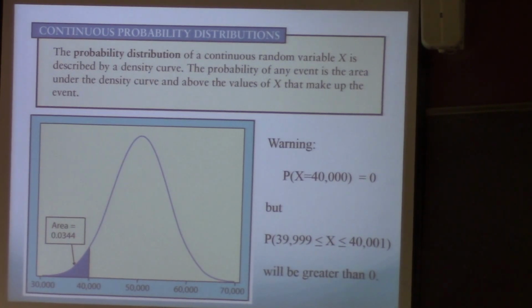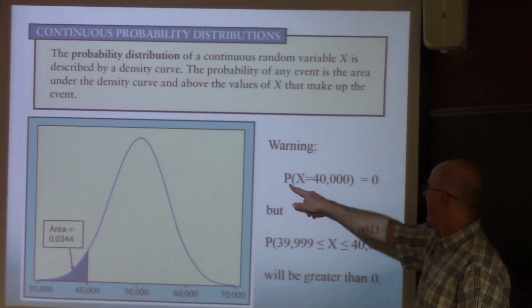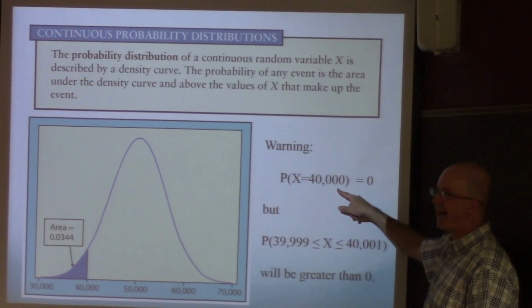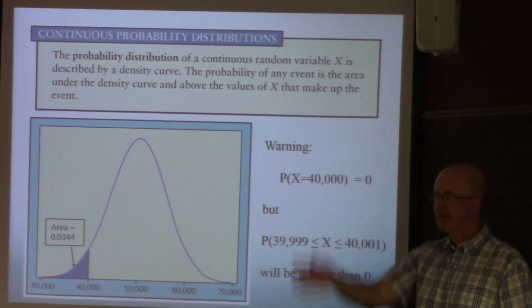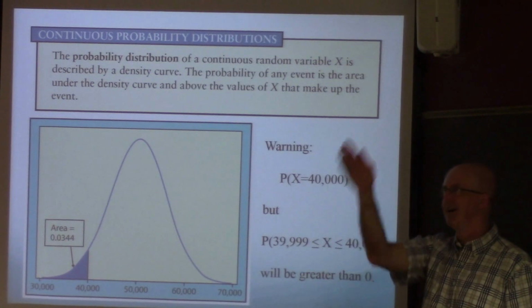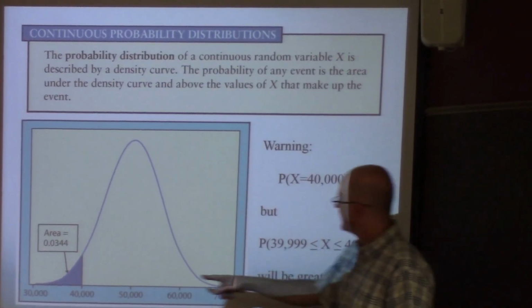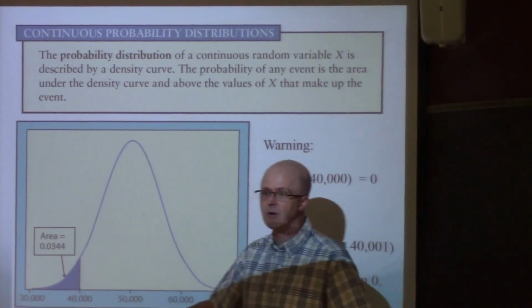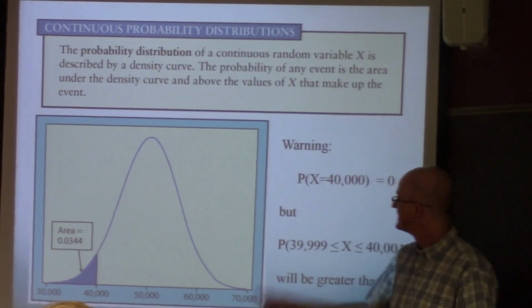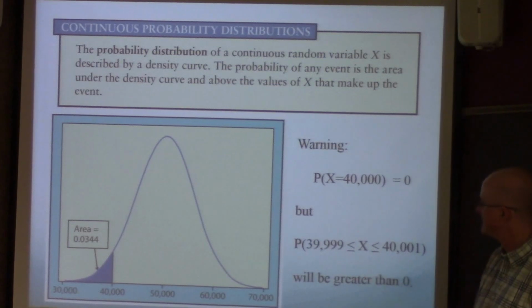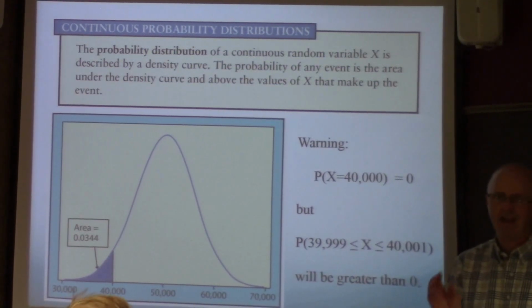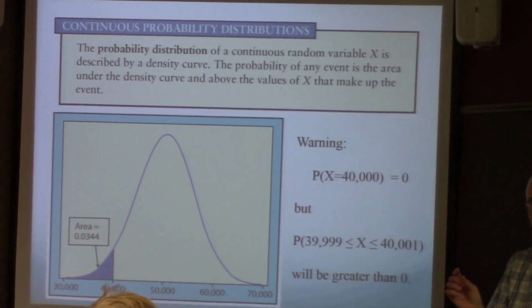Warning, in this kind of continuous situation, the probability of the variable equaling something exactly is essentially 0 because there's no area of a line. A line doesn't have an area. What's the area of that line? It's 0. Lines don't have area. So you're always talking about intervals of numbers and finding areas under the curve for intervals of numbers.